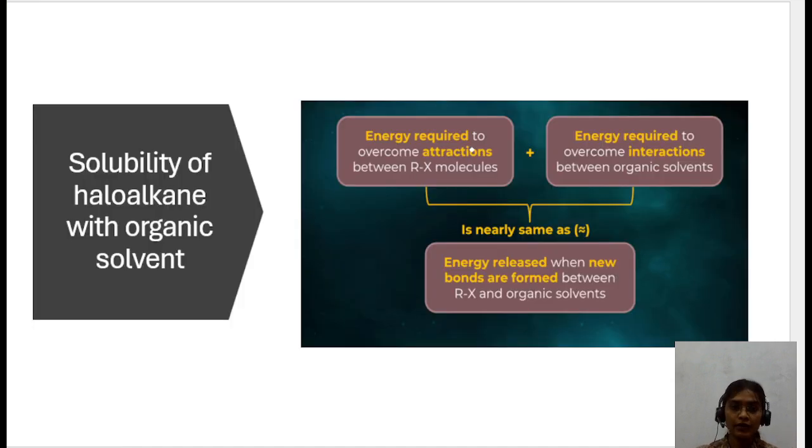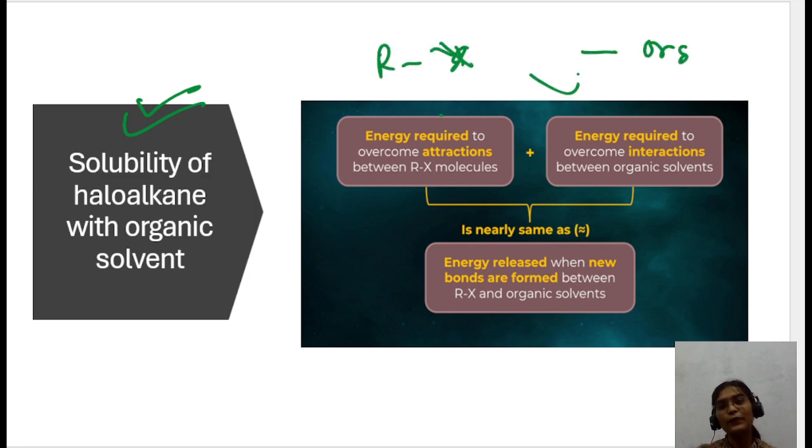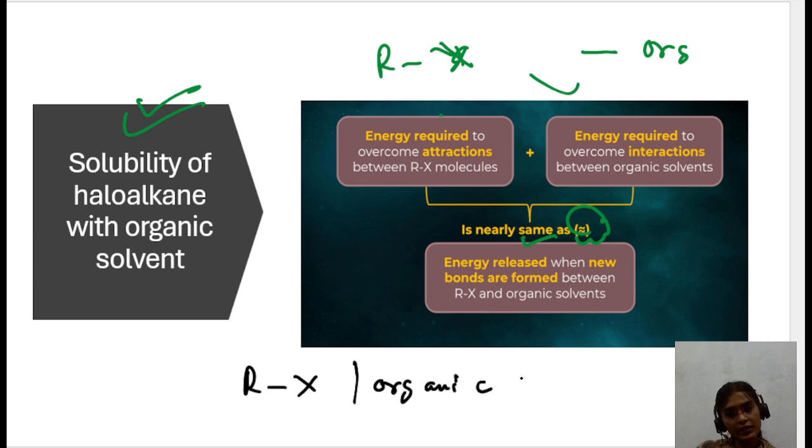This is the comparison: in an organic solvent, the energy required to break the bond between R-X and the bond between the organic solvent is approximately the same, nearly the same. We can bear that energy released when a new bond forms. So what does this slide really want to explain to us? That if you have to break a bond between R-X and the organic solvent, the energy required is almost the same, equal to the energy released.